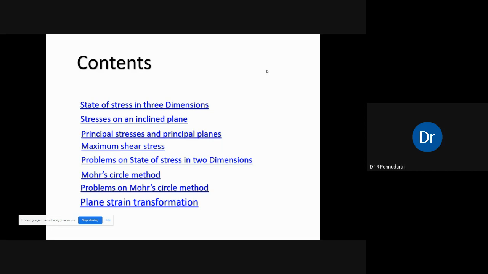In the same way, by using Mohr's circle also, it is possible to find the state of stress at a given point. Then we will touch upon something related to plane strain also. So far we are talking about only plane stress. What we are going to do in the case of plane strain, we will see. So this is the general outline of this presentation today.